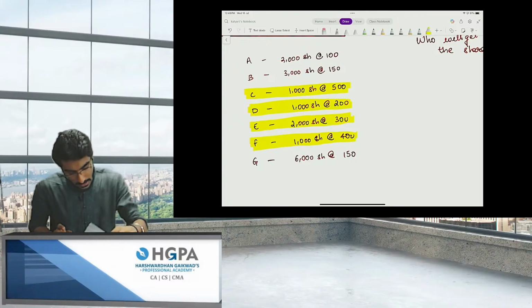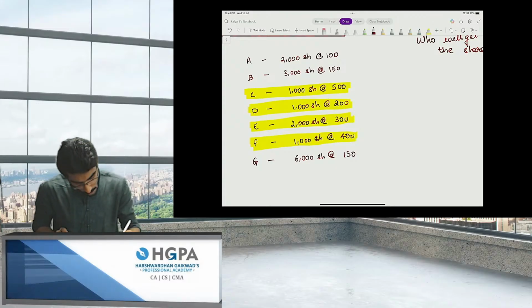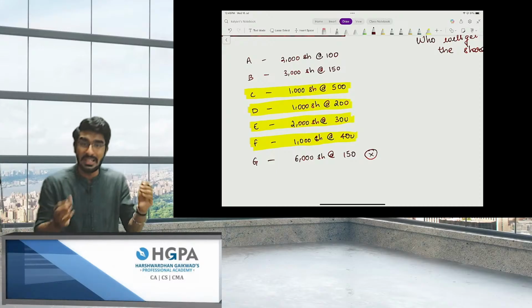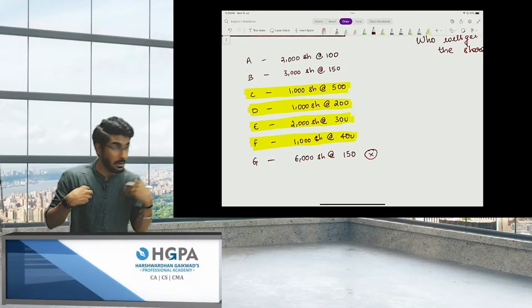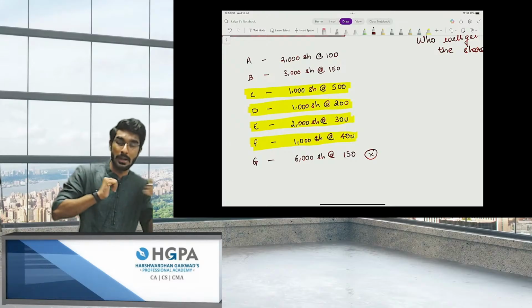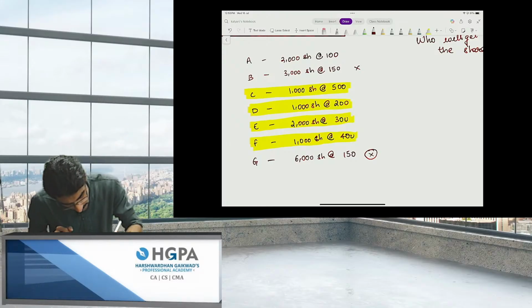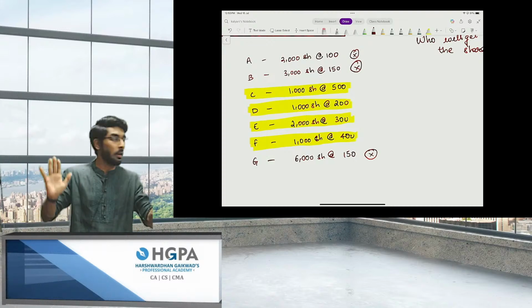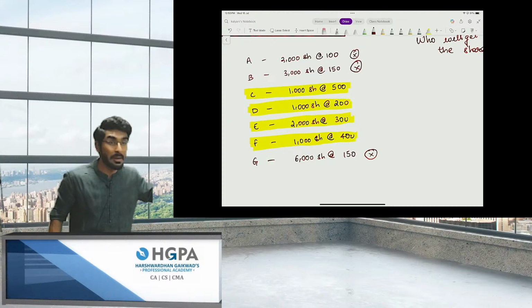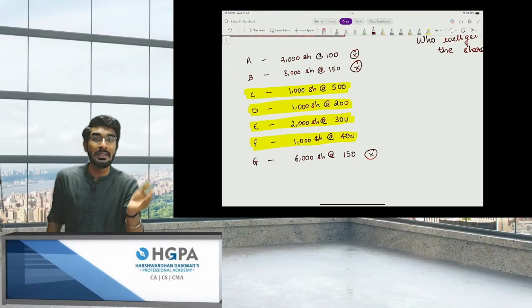Now people, these are the ones who will not be counted at all, because they don't want to purchase shares at the price that we want. So all three of them have given the lowest bids. So we will not consider them at all.